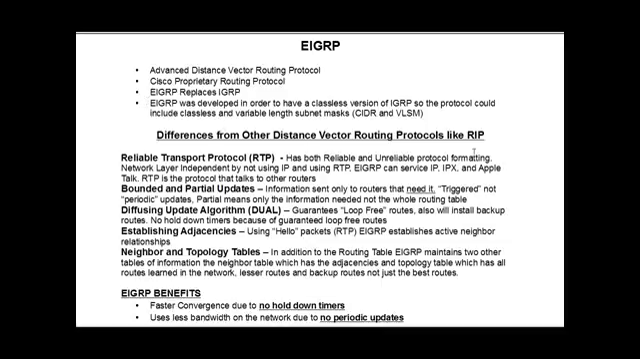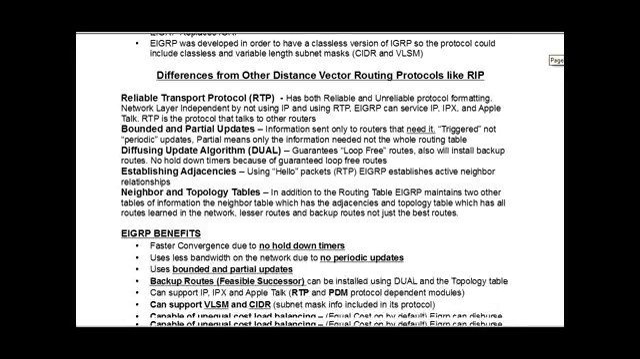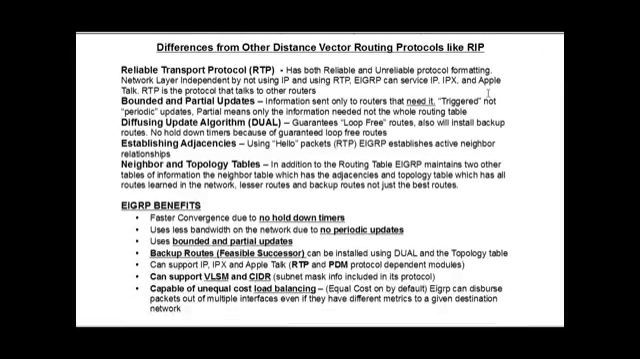The differences from other distance vector routing protocols like RIP. Let's cover that. All right. EIGRP uses Reliable Transport Protocol, or RTP, in its EIGRP messages that go out from the router. It has both a reliable and an unreliable protocol format.